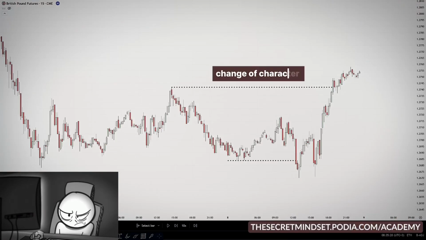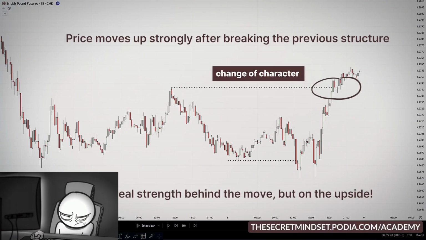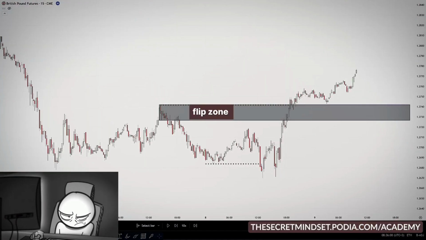After the break of structure, we look for a change of character. This is when the market behavior shifts noticeably. In our example, the price moves up strongly after breaking the previous structure. The change of character is critical because it confirms that the break of structure was just a fake out. It shows that there's real strength behind the move. But on the upside, at this point, traders who were short start to realize they might be on the wrong side of the market. Then we identify the last area of supply before the change of character.